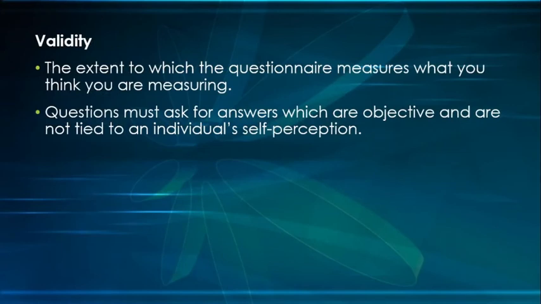Validity is the extent to which the questionnaire measures what you think you are measuring. So in order to have a valid questionnaire, you must ask for answers which are objective and are not tied to an individual's self-perception. Questions must not involve any individual bias, for example, their emotions, what they feel.